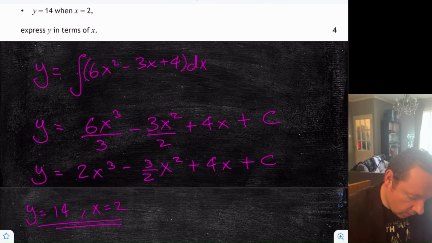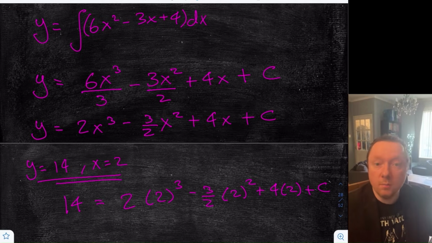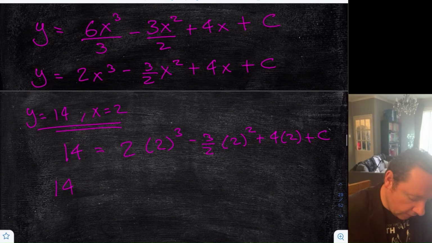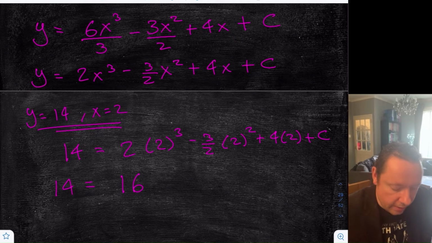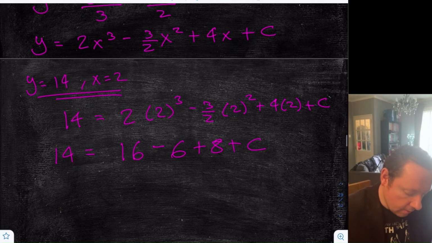So we can sub it in to get 14 equals 2 times 2 cubed minus 3 over 2 times 2 squared plus 4 times 2 plus c. Now, this is a non-calculator paper, so you just have to do this all manually. So 14 equals 2 2s are 4 times 2 is 8 times 2 is 16. 2 2s are 4 divided by 2 is 2 again. 2 3s is 6, so that's 6. 4 2s is 8, and then we get a c.